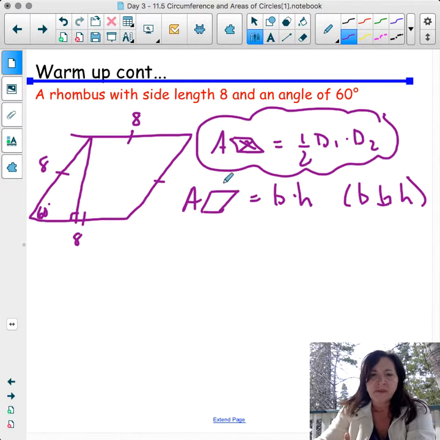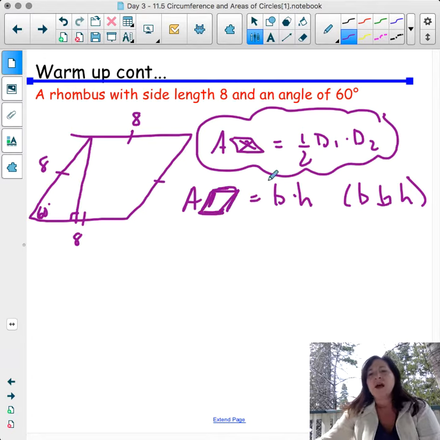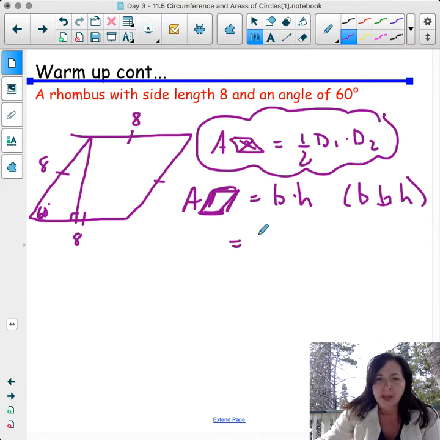Falling back on the fact that this is a rhombus and a rhombus is a parallelogram, I can use the parallelogram's formula, which is base times height, where the base is perpendicular to the height. So I know that my base is 8. Now all I have to do is find my height.